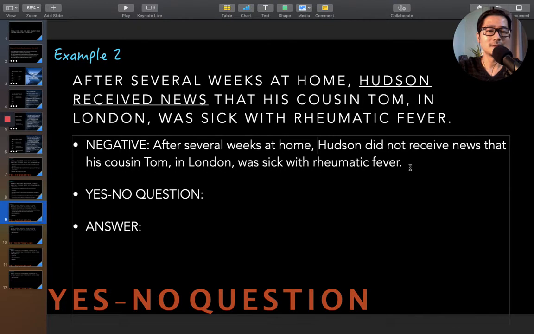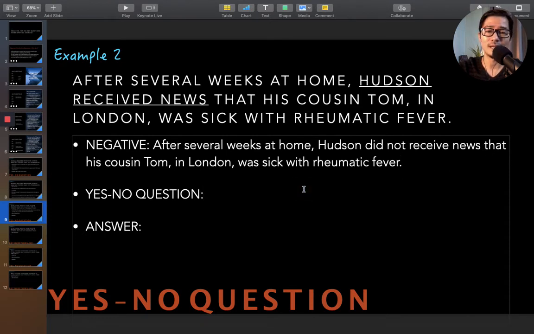Because if you put it here, then you might think that his cousin Tom got sick after several weeks at home. No. What happened was he received the news after several weeks at home. So yeah, we can put it here. Hudson did not receive news after several weeks at home that his cousin Tom in London was sick with rheumatic fever.